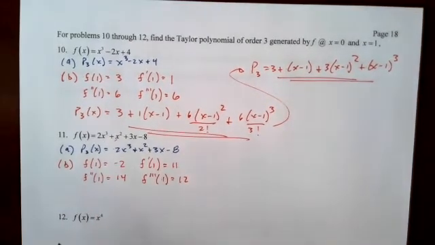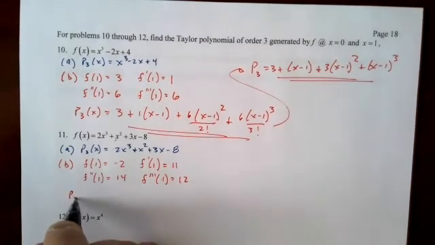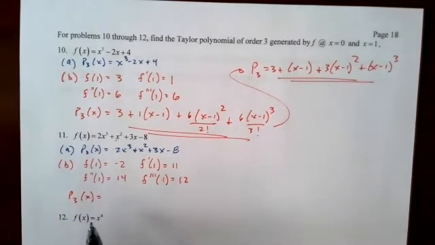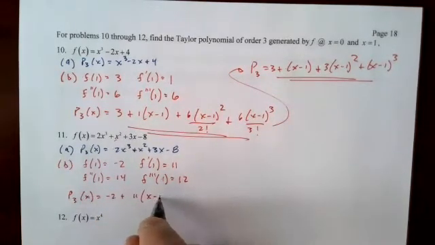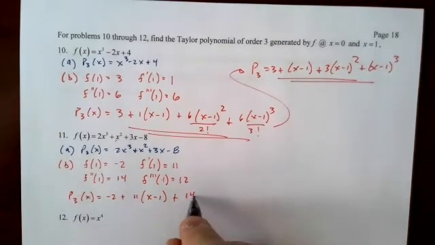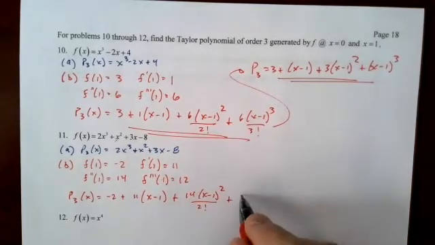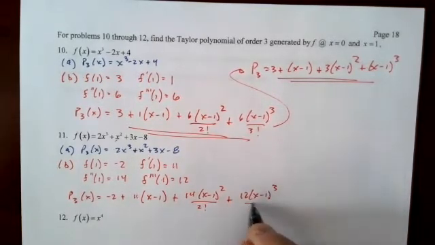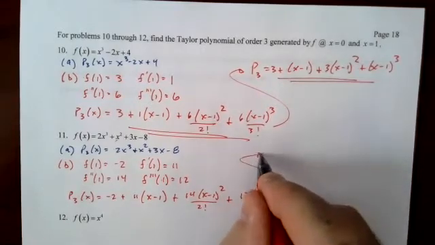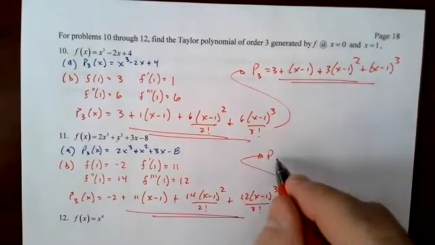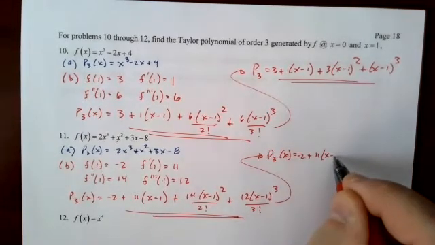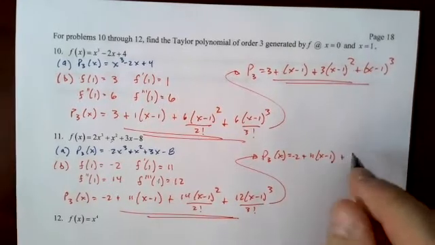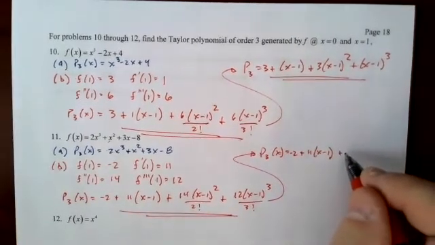Okay, just checking my work. So P3 of x equals negative 2 plus 11 times (x minus 1) plus 14 (x minus 1) squared over 2 factorial plus 12 (x minus 1) cubed over 3 factorial. You can be done. Or you can go crazy like me.